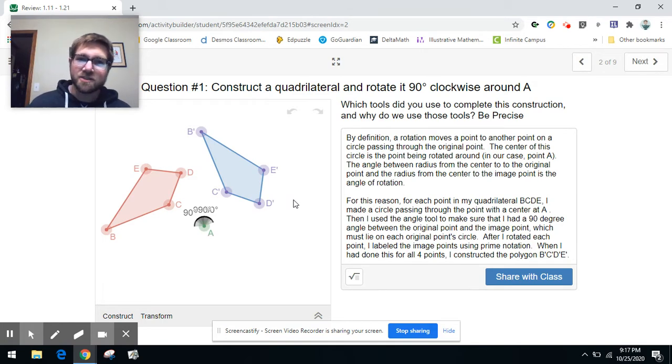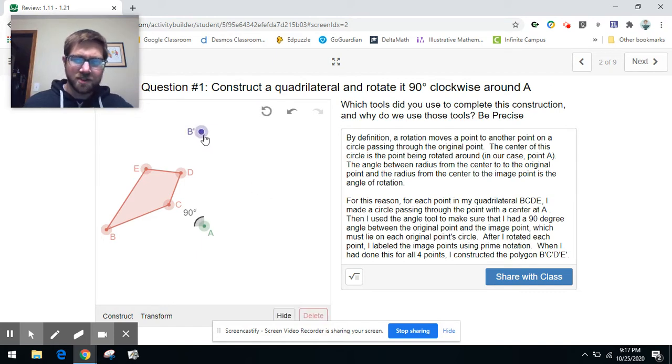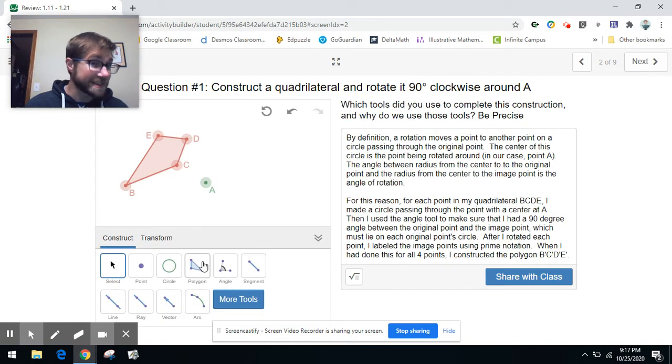Question 1. Construct a quadrilateral and rotate it 90 degrees around A. So I'm going to get rid of this so that you can see me do a few of the steps from start to finish. If I'm rotating around point A, then in order to do that, I need to make circles starting at A, going through the points I want to rotate. So a circle from A passing through C.